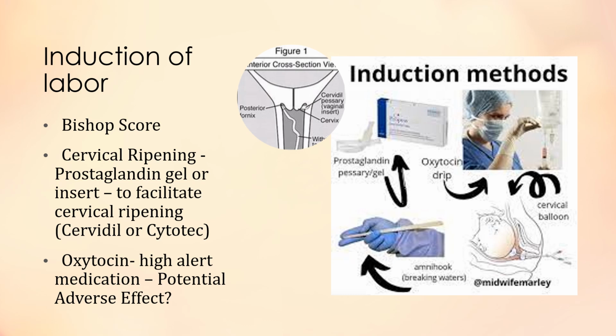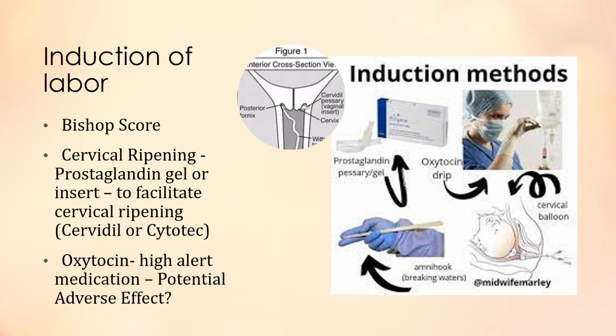So the Bishop score will tell you whether she's favorable to have a successful induction. If the Bishop score is greater than 8, then that's a good score. You can find the Bishop score in your book, but if it's less than 5, then it's not recommended to start an induction at this time. It definitely happens, especially if there's a medical reason, but it is definitely going to take longer in that case.